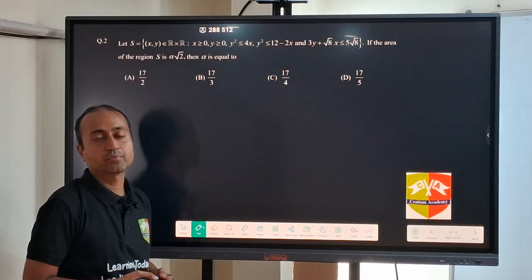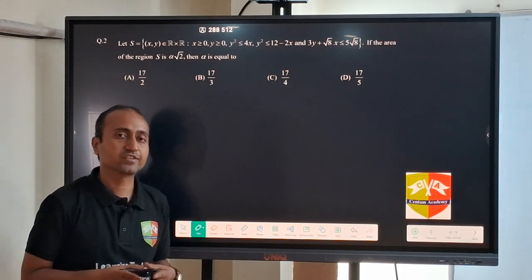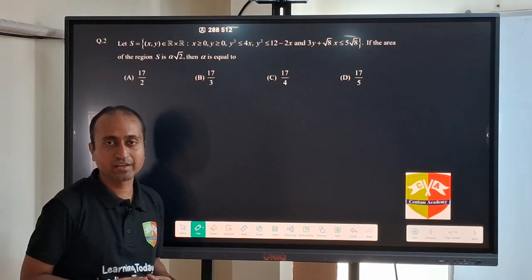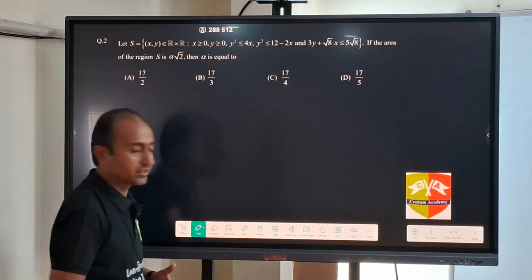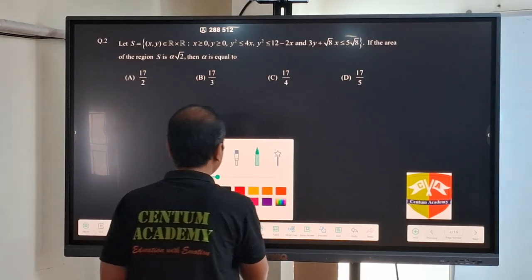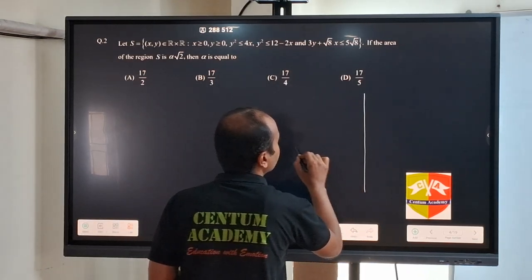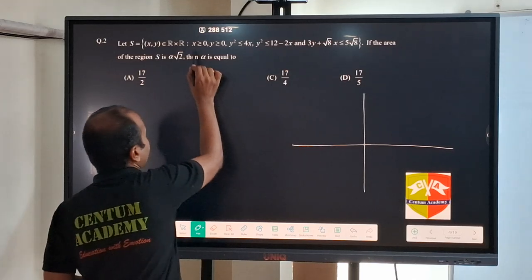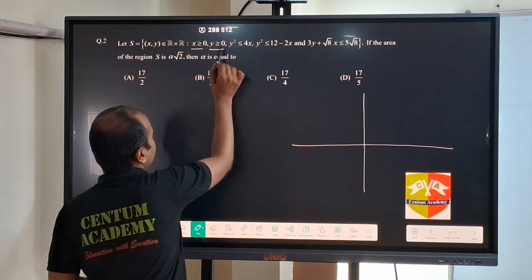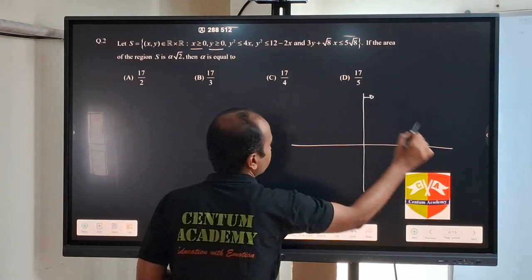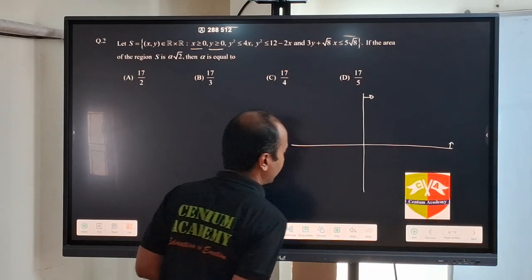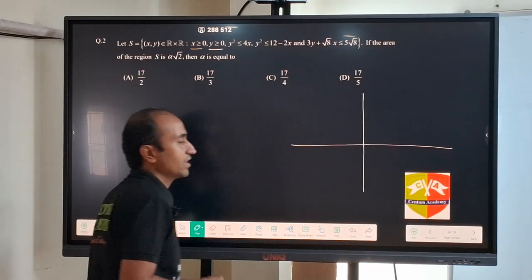Question number 2 is based upon area under the curve. Now in any question of area under the curve, you should always begin with drawing the rough sketch of the curve. So let us start with that. So, first of all is x is greater than or equal to 0, y is greater than or equal to 0. Means we are only talking about the first quadrant. We are going to ignore any other area. We will restrict ourselves to the first quadrant.